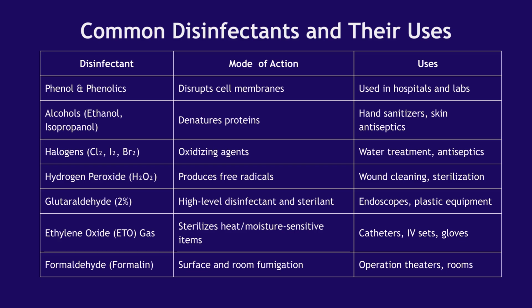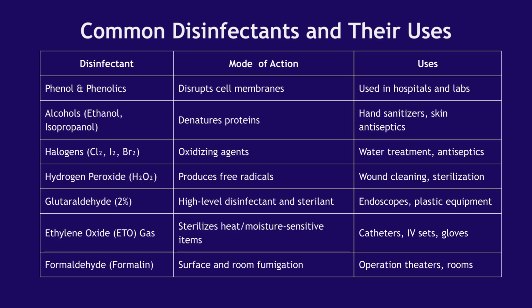Halogens, chlorine, iodine, bromine, work as oxidizing agents, used for water treatment and as antiseptics. Hydrogen peroxide produces free radicals, used for wound cleaning and surface sterilization. Glutaraldehyde, 2%, acts as a high-level disinfectant and sterilant, used for endoscopes and plastic equipment.